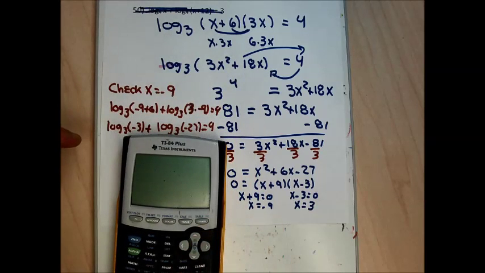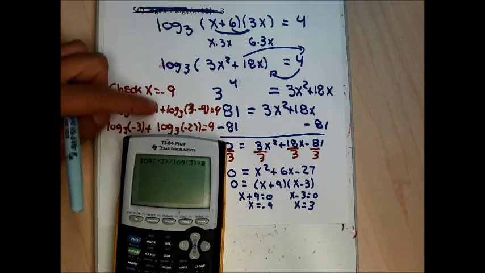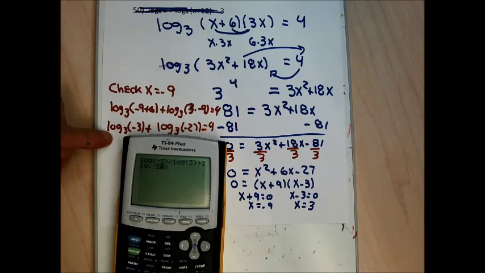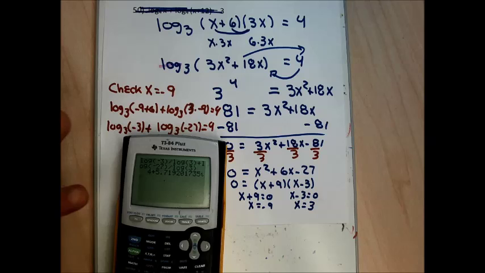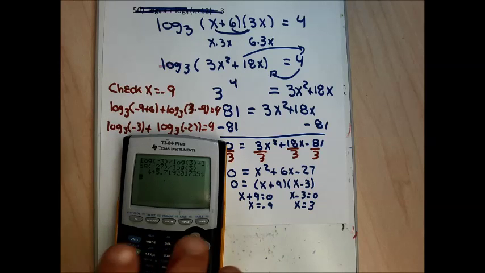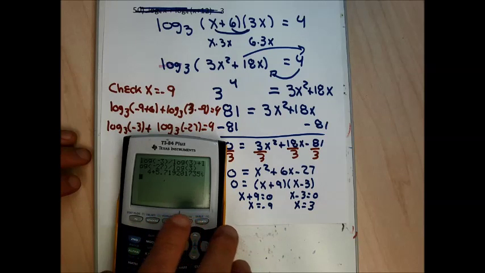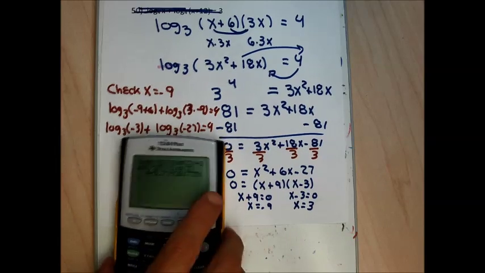On my calculator, if I do that, for this one I go log of negative 3 divided by the log of 3, and then plus log of negative 27 divided by the log of 3. And again, I get the 4, but then I get an i part. That doesn't check. So x equal to negative 9 is not a solution because when I plug it in, I don't get exactly the right-hand side.